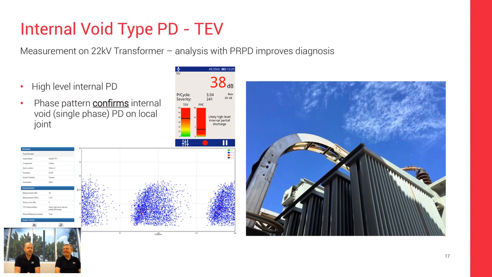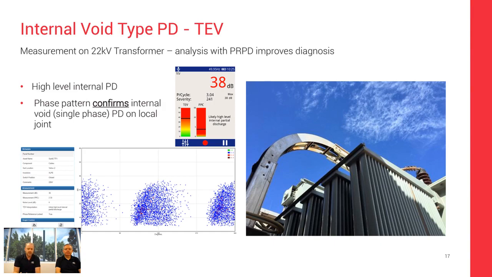So here we have the outputs of the UltraTEV Plus 2. What the outputs are, we get a decibel level, that's where you can see the 38 dB written there on your screen. We also get a pulse per cycle count. And on the screen there, it's written as 3.04 pulses per cycle. And that's counting up how many times per sine wave that discharges are occurring.